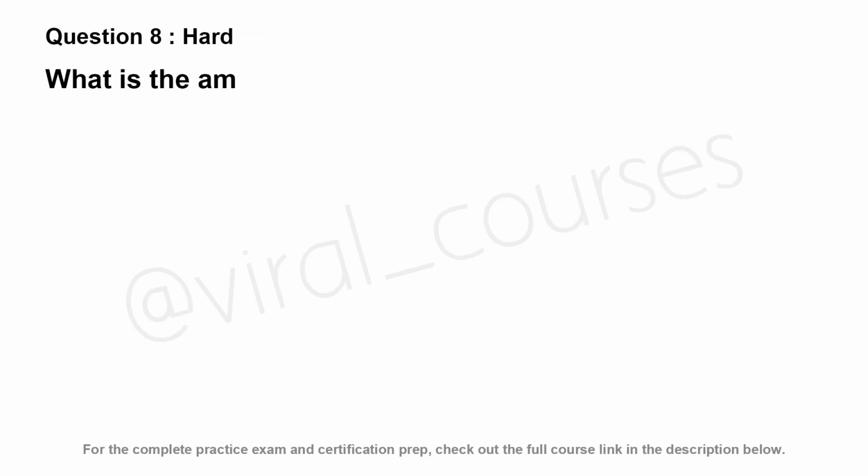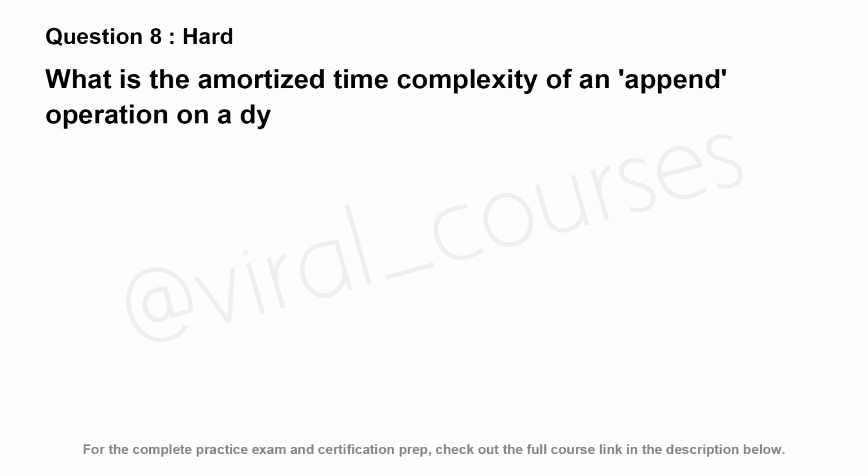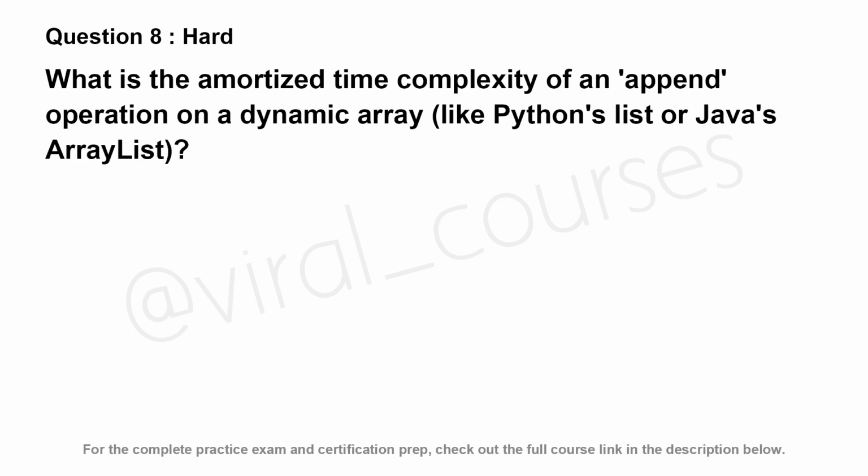What is the amortized time complexity of an append operation on a dynamic array, like Python's list or Java's ArrayList? Option A, O(n). Option B, O(log n). Option C, O(1). Option D, O(n squared).